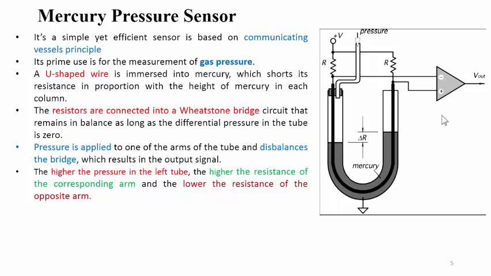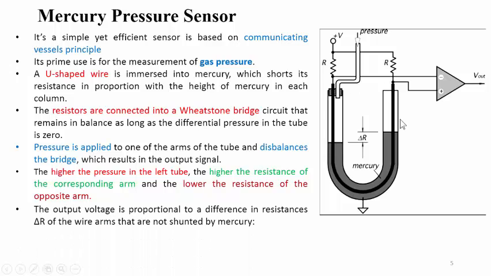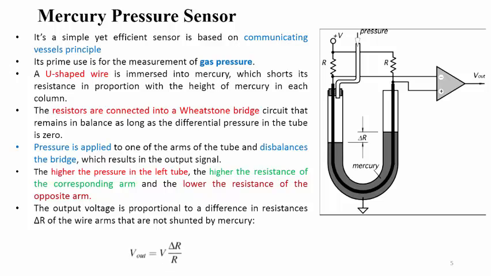This particular change in resistance is measured as delta R. So the output voltage is proportional to the difference in resistances, delta R, of the wire arms that are not shunted by the mercury. So we can write output voltage is equal to supply voltage into delta R by R.